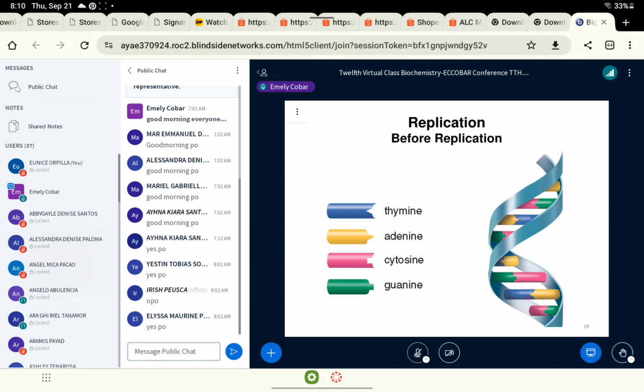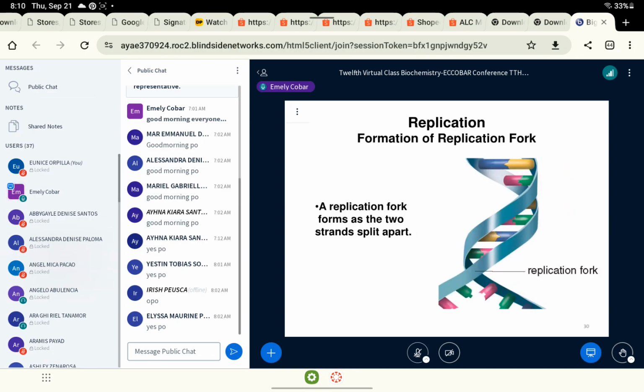Okay, so how does replication take place? Before replication, ang itsura, the shape of the DNA, as we know, is a double helix like this. Now, the first step, tignan natin ha. What is shown here is the first step, which would be unwinding of the double helix to expose the bases. Pag nag-unwind ngayon, there is a creation of what we call replication fork. A replication fork forms as the two strands split apart, exposing these bases.